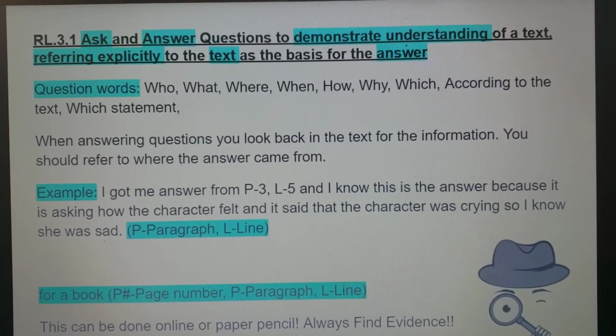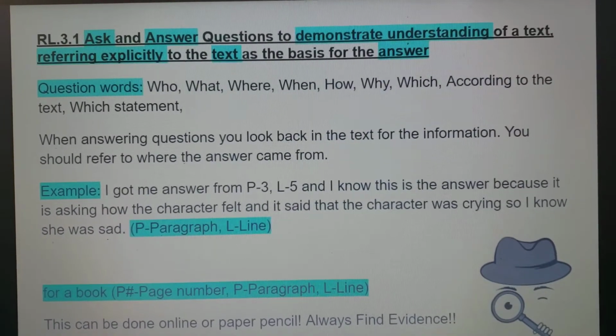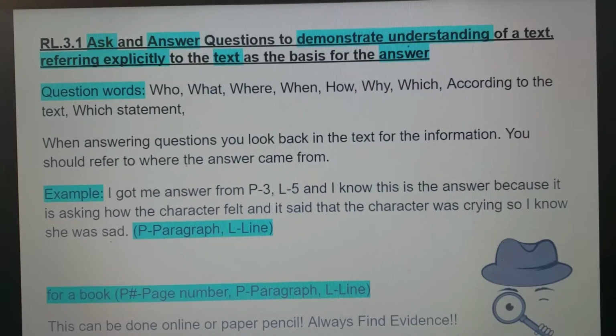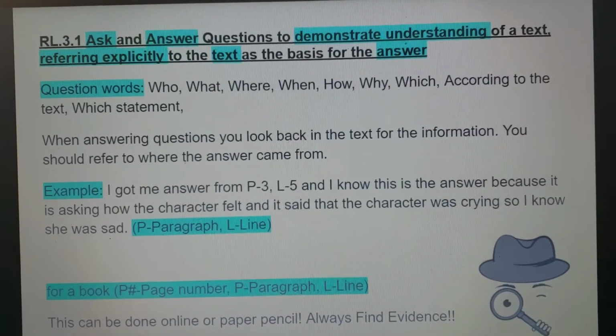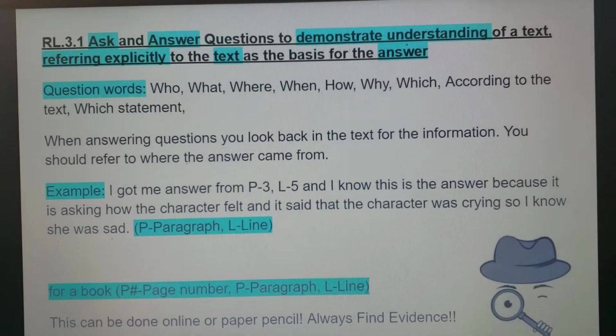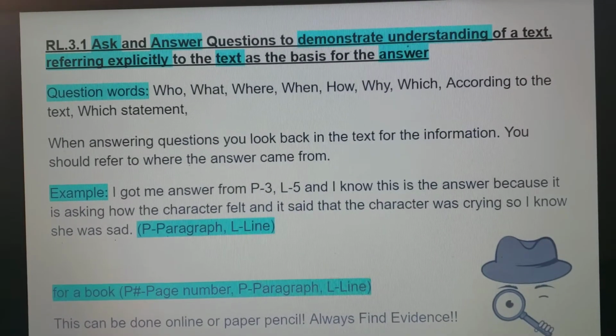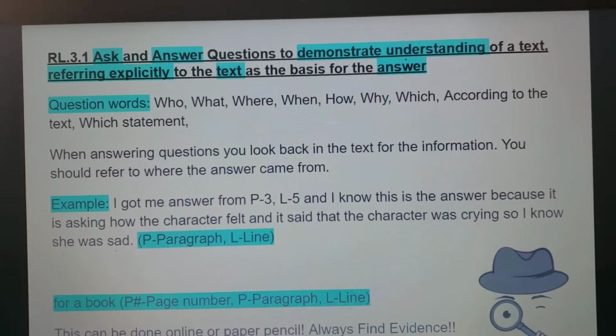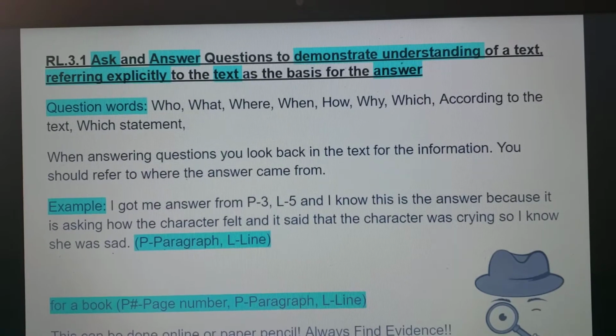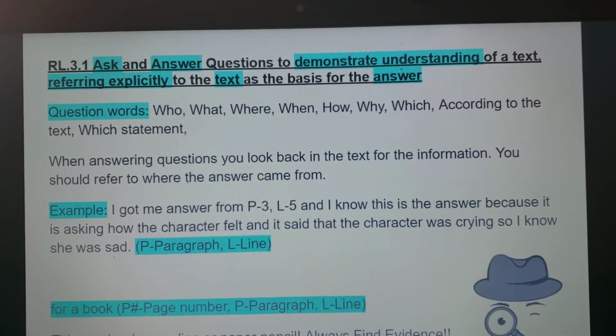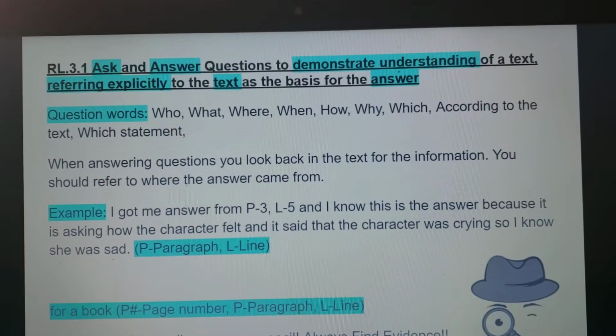All right, the first reading concept is asking and answering questions. RL 3.1. This is reading literature. So you know the basic who, what, where, when, why, how kind of questions. And basically, RL is just answering. The main point of this standard is to find the evidence for the answer.